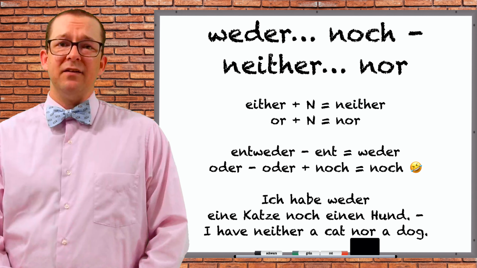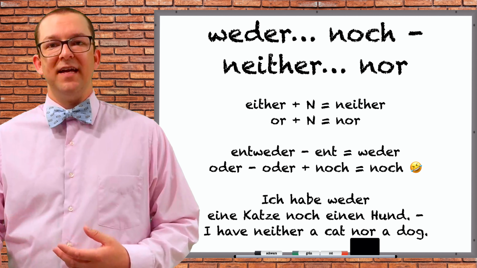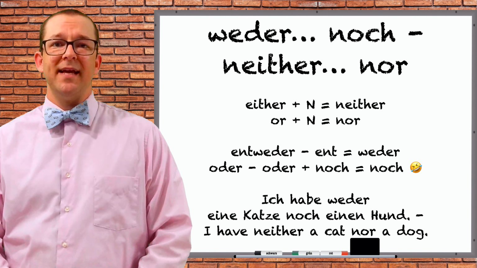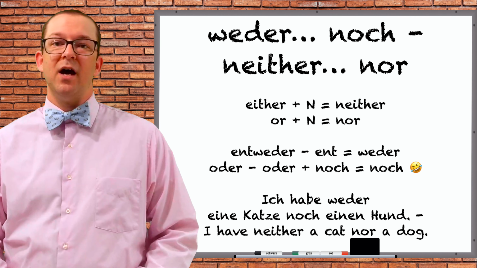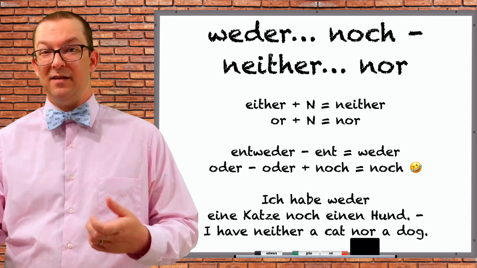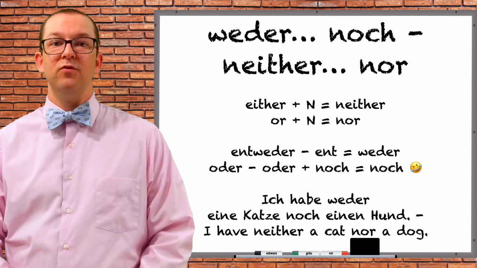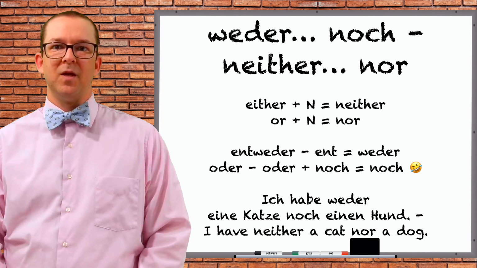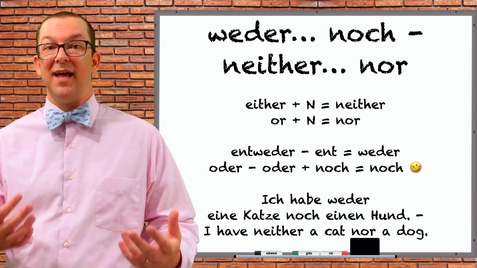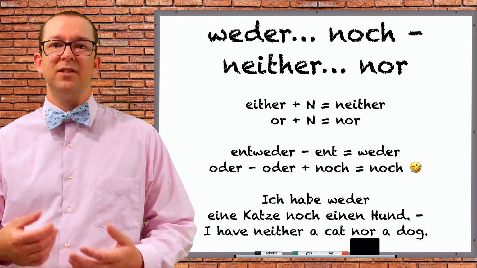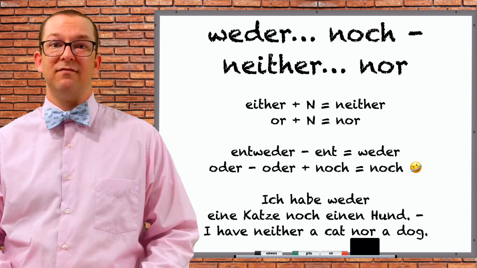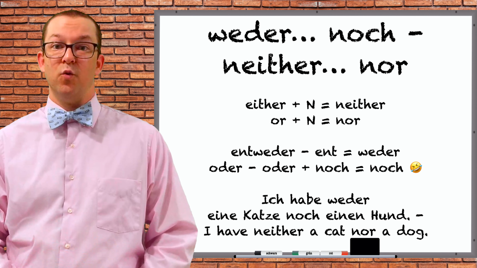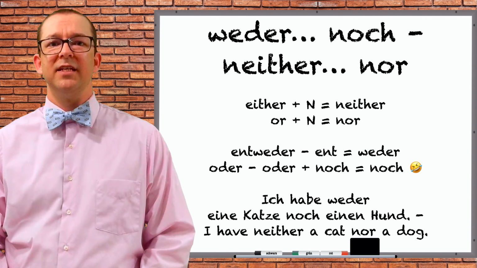Next up is the negated version of entweder oder, weder noch. In English, we simply add n to the beginning of each word, and now we have neither nor instead of either or. In German, we remove the ent and swap oder for noch. The end result is the same. You have several options, but you can't have any of them. This usually is limited to just two options, but just like entweder oder, you can have more than just the two options. Here are a few examples of it in action.